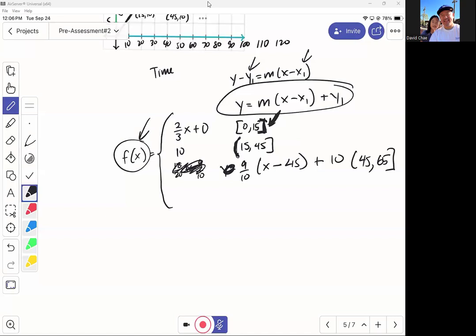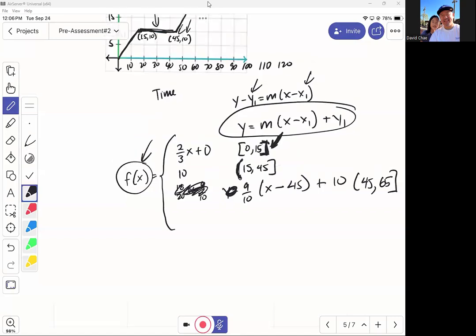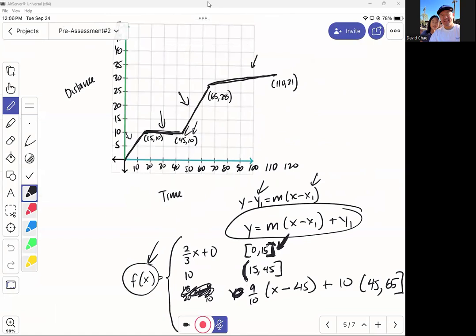So y equals, the next one, what's the slope for this last part right here? You go up 3, right? And then over how many? How long did it take him to walk? It was 45 minutes. So you go up 3 and over 45. So simplify to what? 1 over 15.